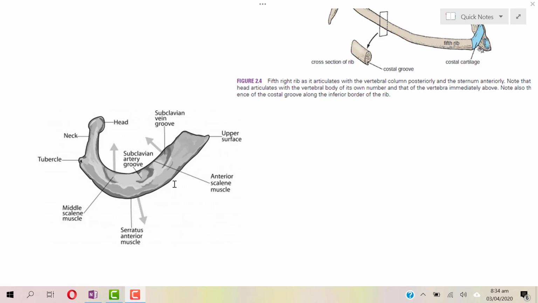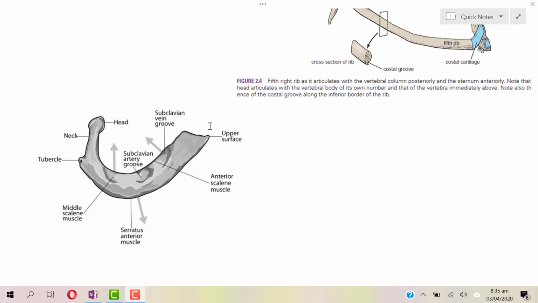The outer border is convex. Can you see the upper surface? This upper surface has two grooves. Can you see these grooves? The subclavian vein and subclavian artery are present here and have produced the grooves on the first rib to show their presence. The anterior groove is for the subclavian vein and the posterior groove is for the subclavian artery. These grooves tell us that this is the superior surface, because on the inferior surface there are no grooves.